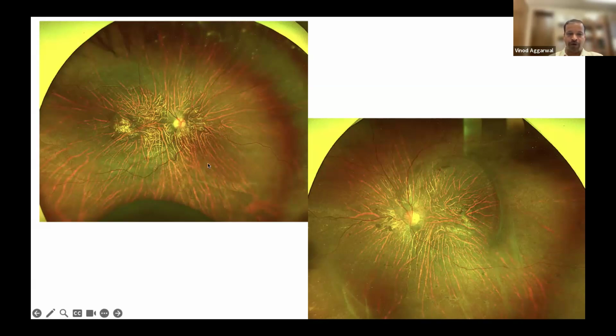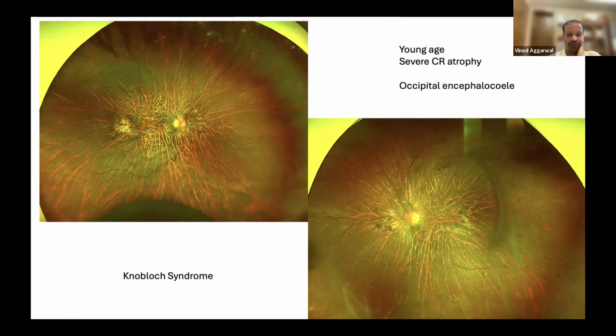Sometimes you come across patients with extensive chorioretinal degeneration at a young age. What is very characteristic in these patients is occipital encephalocele. Whenever you see extensive chorioretinal atrophy, feel for their heads. If there is an occipital encephalocele, you know that you are dealing with a case of Knobloch syndrome.